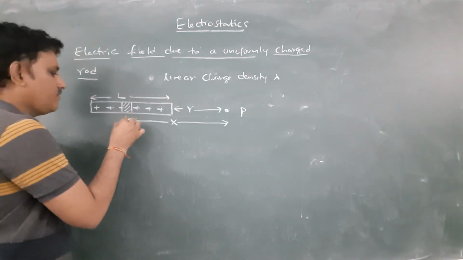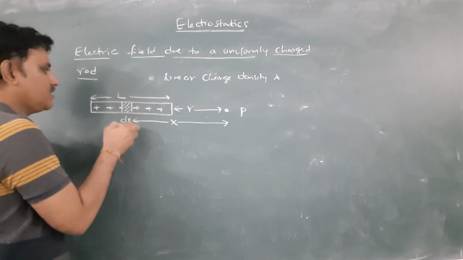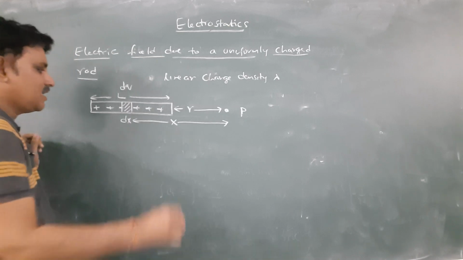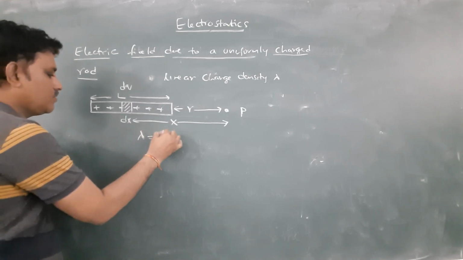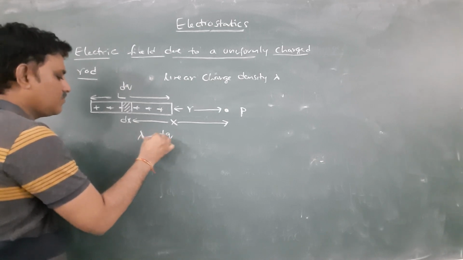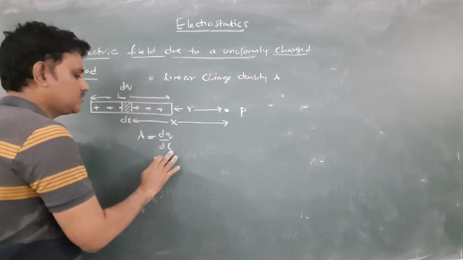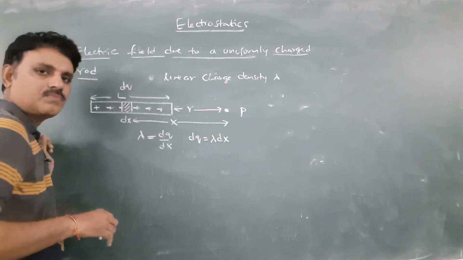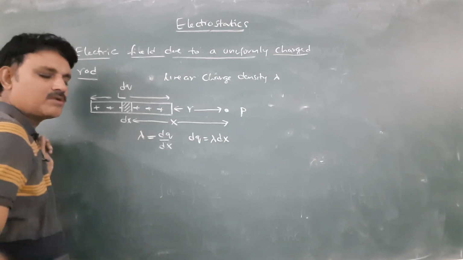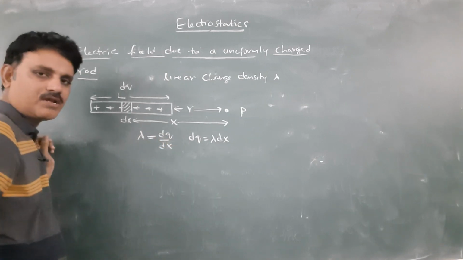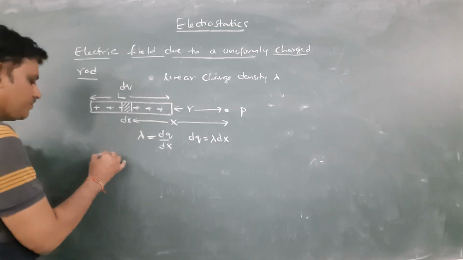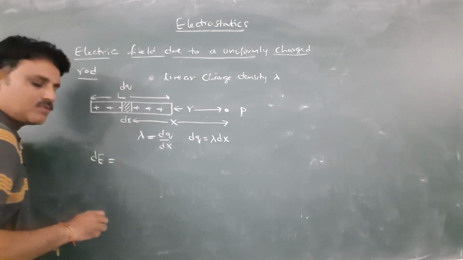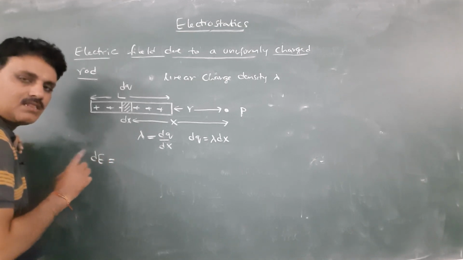So the electric field with respect to the element dx, having charge dq, let us suppose. What is the charge density? Charge density lambda is equal to dq by dl, charge per unit length. So lambda is equal to dq by dx, and dq is equal to lambda into dx. Then the electric field E is the integral of dE. We are going to calculate the small electric field initially, then we integrate.